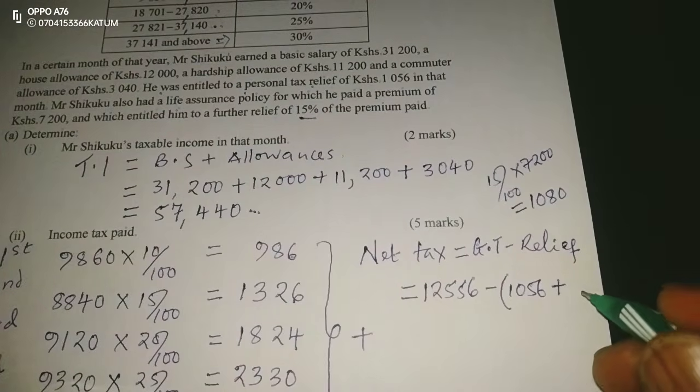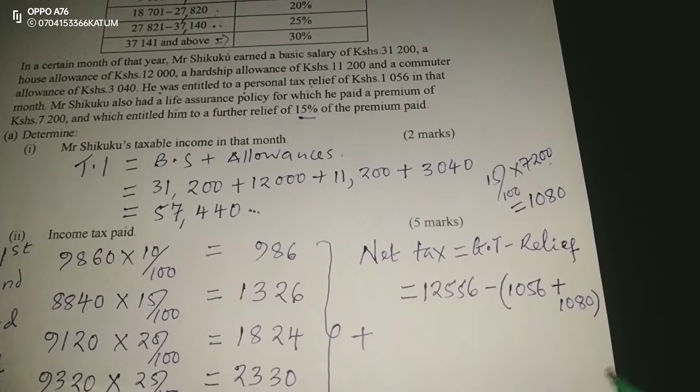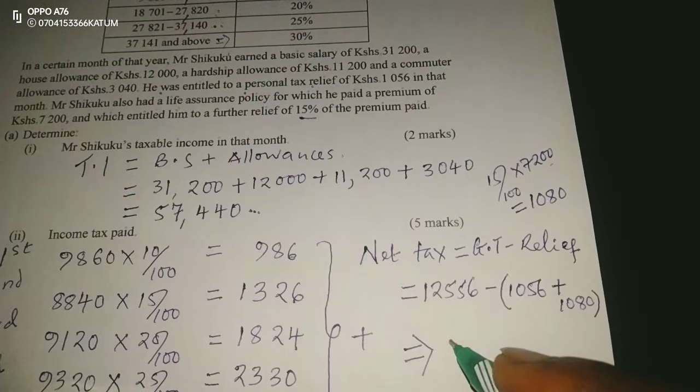So we have another relief of 1080. We have two reliefs now: 15% of premiums making 1080 and the personal tax relief 1056. So now the net tax, or rather payable tax, for Mr. Shikuku is going to be, when we take 12,556 minus 1056 plus 1080, we're going to get 10,420. These are Kenya shillings.